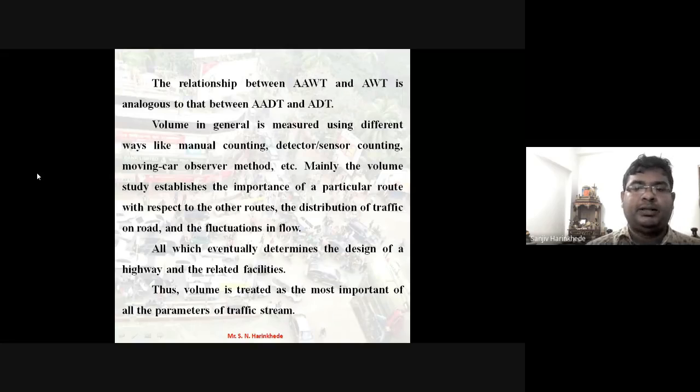Mainly the volume study establishes the importance of a particular route with respect to other routes, the distribution of traffic on the road, and the fluctuation in the flow, all of which eventually determine the design of a highway and the related facilities. Thus, volume is treated as the most important of all the parameters of the stream.